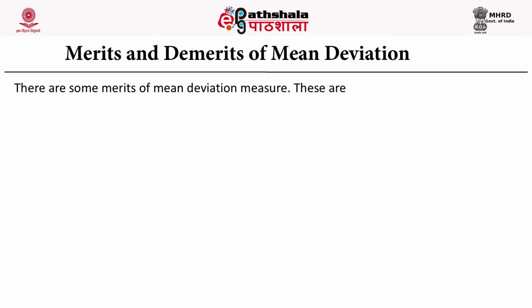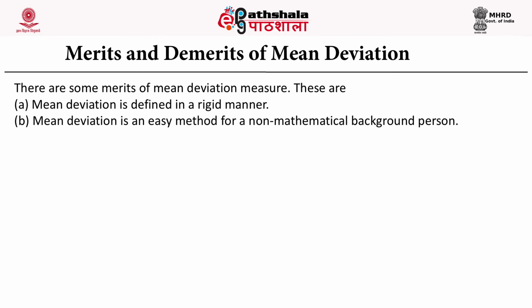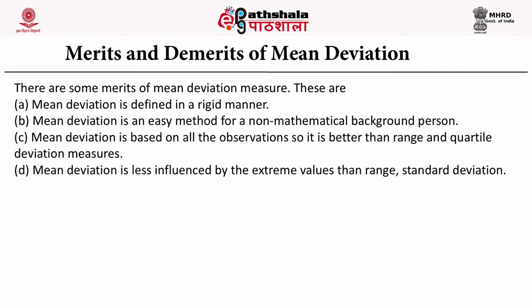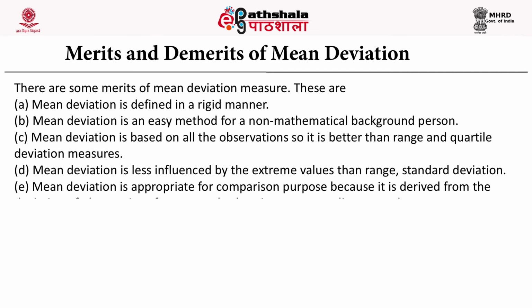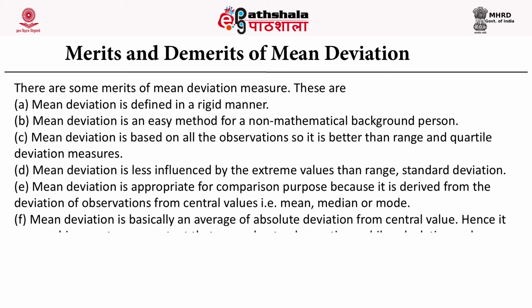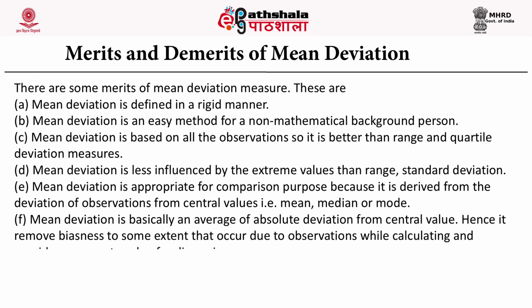Now some of the merits and demerits of mean deviation. There are some merits of mean deviation. These are: mean deviation is defined in a rigid manner. Mean deviation is an easy method for a person with a non-mathematical background. Mean deviation is based on all the observations, so it is better than range and quartile deviation measures. Mean deviation is less influenced by extreme values than range and standard deviation. Mean deviation is appropriate for comparison purposes, and it is derived from the deviation of observations from center values, that is mean, median or mode. Mean deviation is basically an average of absolute deviations from a center value. Hence it removes bias to some extent and provides accurate values for dispersion.